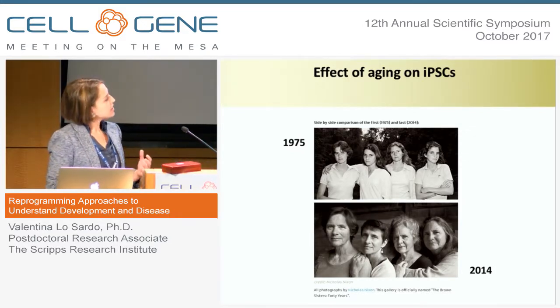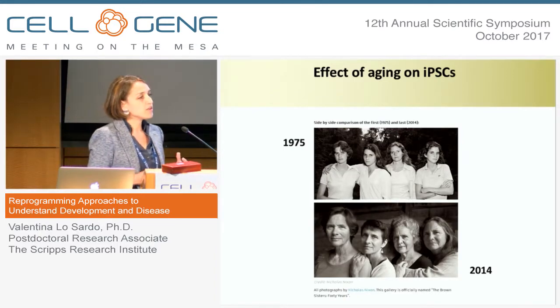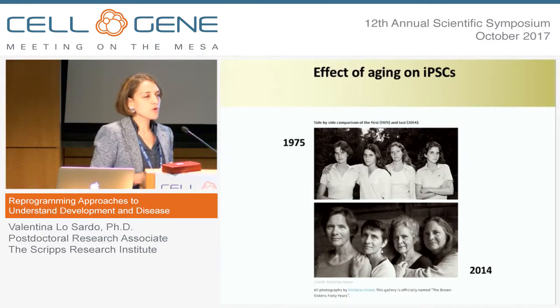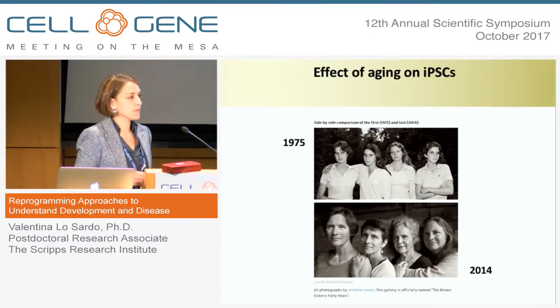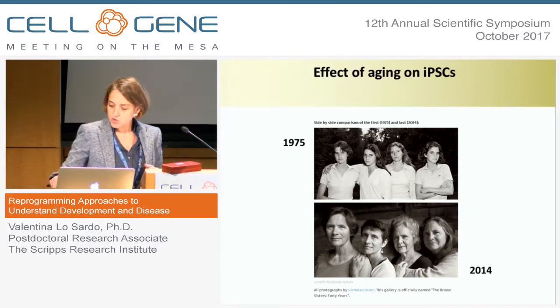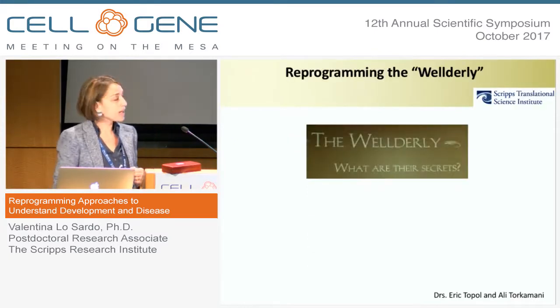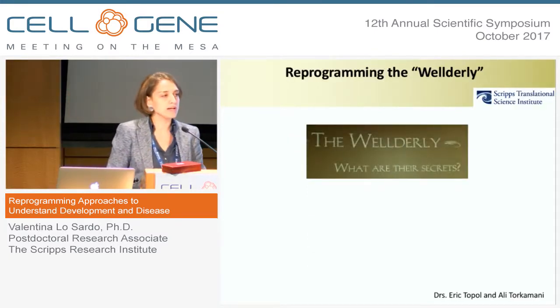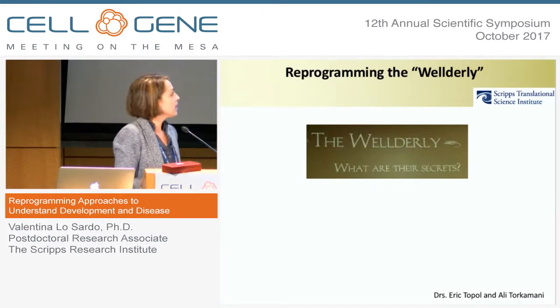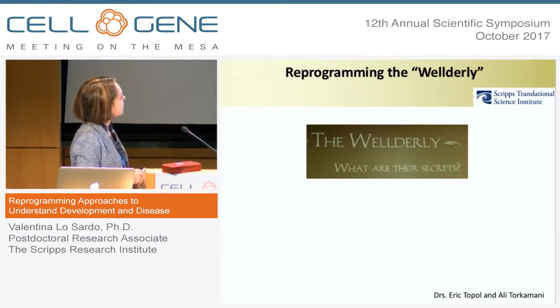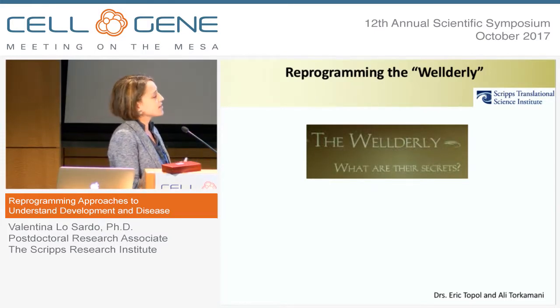And if we want to study aging, of course, we also need aged samples. So what is the best collection of samples you can have if you want to study aging? We got very lucky to collaborate with Dr. Eric Topol and Ali Torkamani at TSRI. And we were lucky to use this very nice collection.